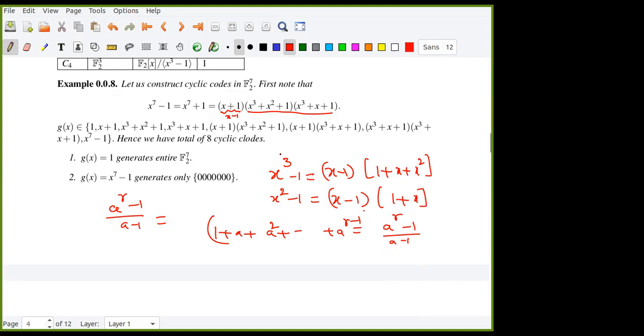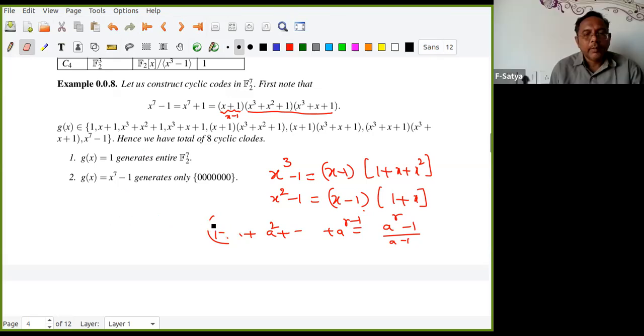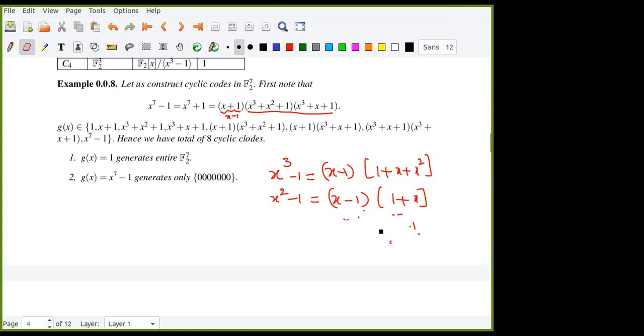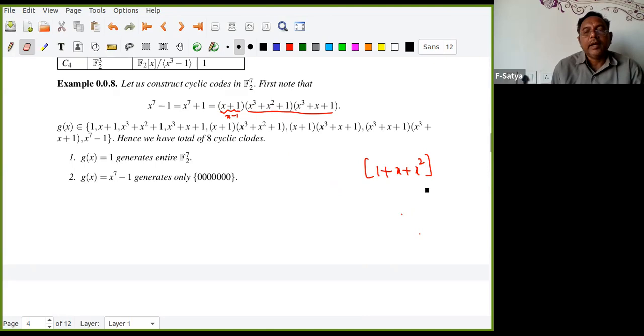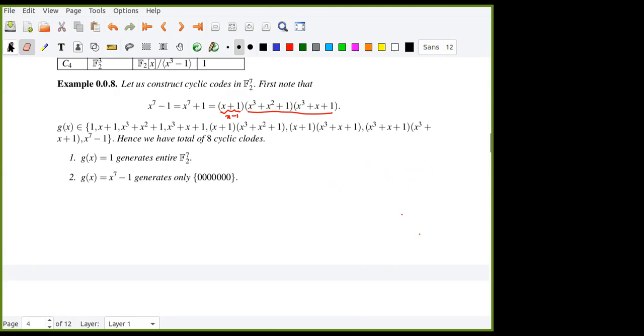Still a problem? 1 plus x plus x square up to x power 6, right? Remember, the constant term is there, right? So when I am quotienting with x power 7 minus 1, then I will not get a polynomial of degree 7. I will get polynomials up to degree 6 only. Constant is also there.